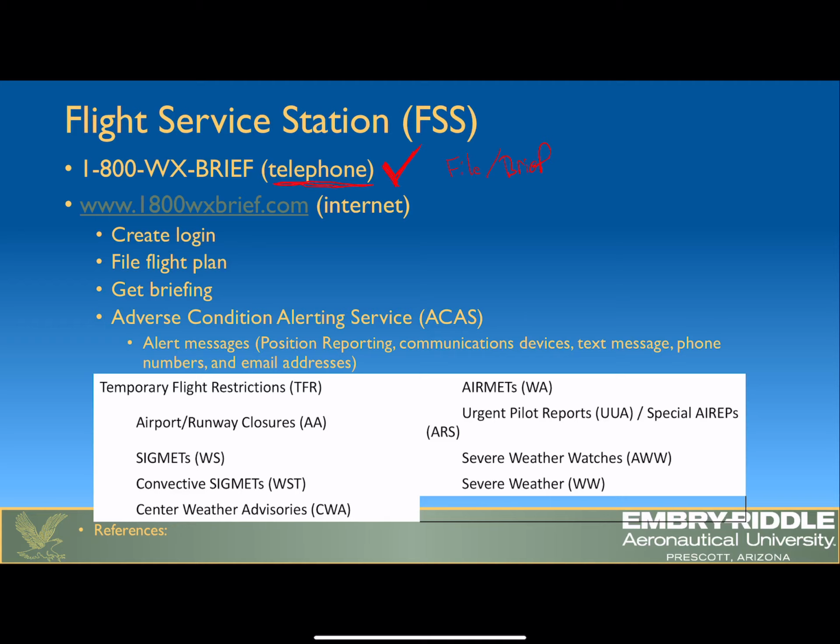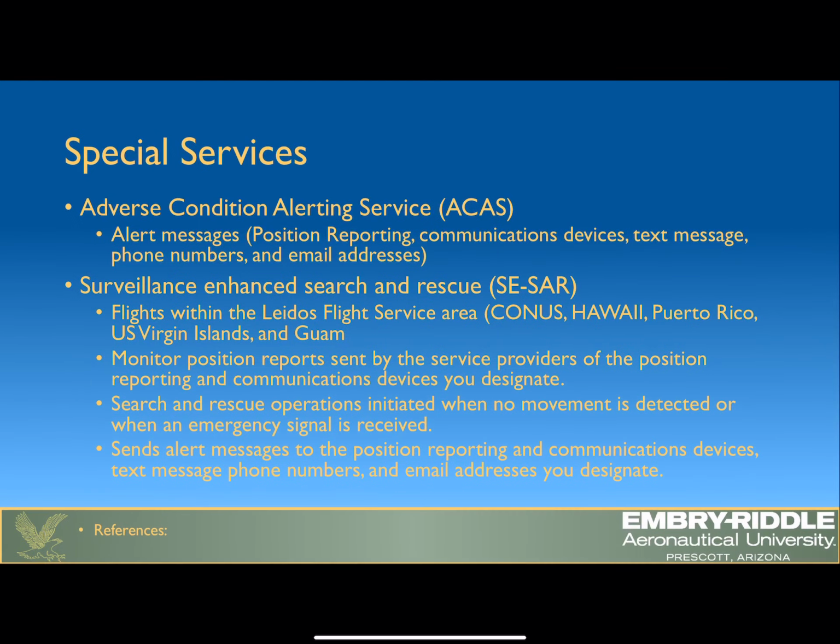So same thing, you can fill out a flight plan in 1-800-WEATHERBRIEF.com, and then you can file and brief it, and it will give you your briefing. It will give you all of the information you need about your flights. So this is a great method for getting your weather briefing as well as filing your flight plan. It's convenient. As we know, hold on, sorry. Pressed the wrong side of the screen.